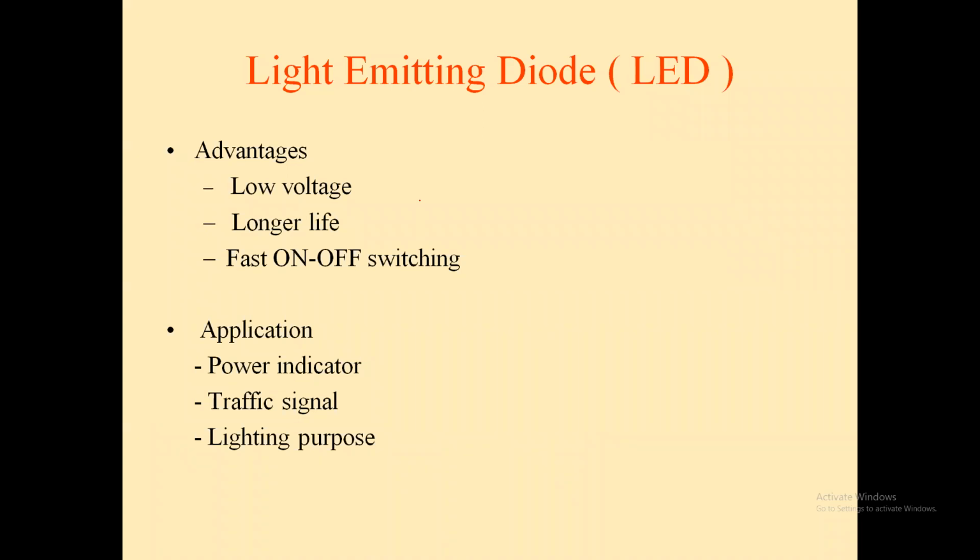But before that, let me clarify, this is a special purpose diode which is designed to operate in forward bias only. Forward bias only. It means that when you want to connect the LED, you must know the positive and the negative terminal of the LED. Then how to identify the positive and the negative terminal of the LED? So let me explain.